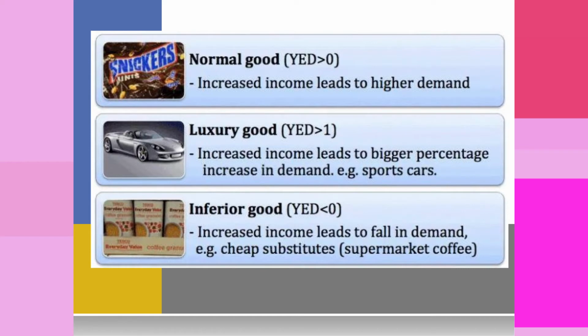So let's just look at some examples here. A normal good would have a YED of greater than 0, so increased income leads to higher demand. Luxury good, YED greater than 1. Increased income leads to a bigger percentage increase in demand, for example, a sports car. Inferior good, YED would be less than 0. So increased income leads to a fall in demand, so cheap substitutes, for example.